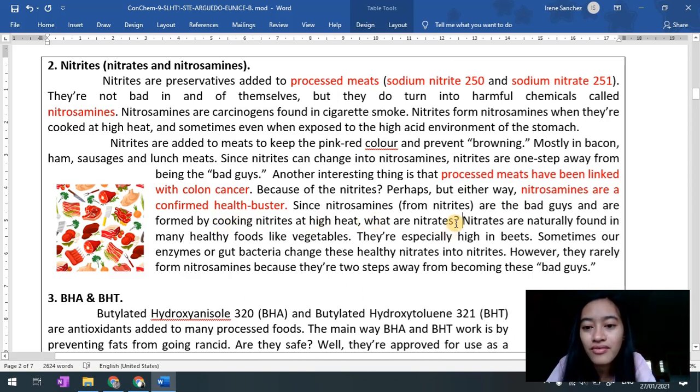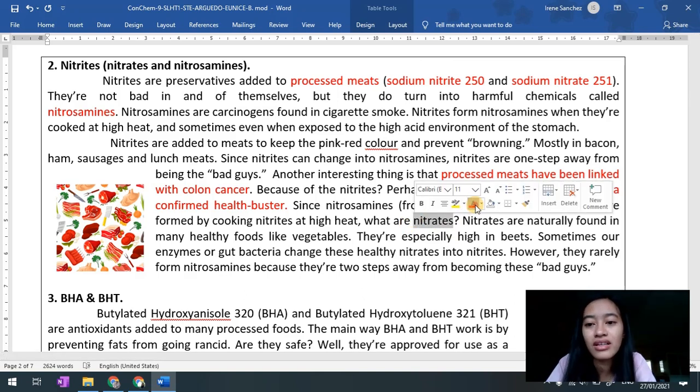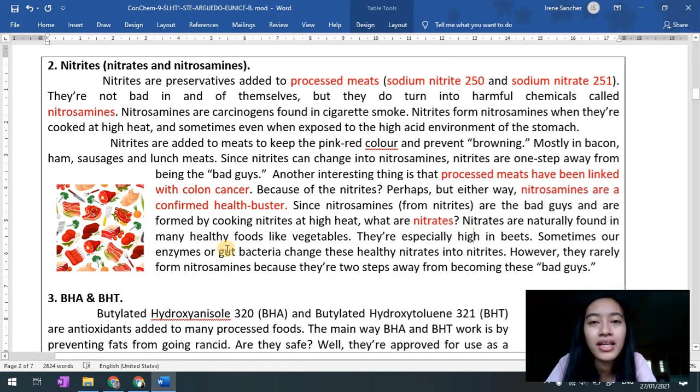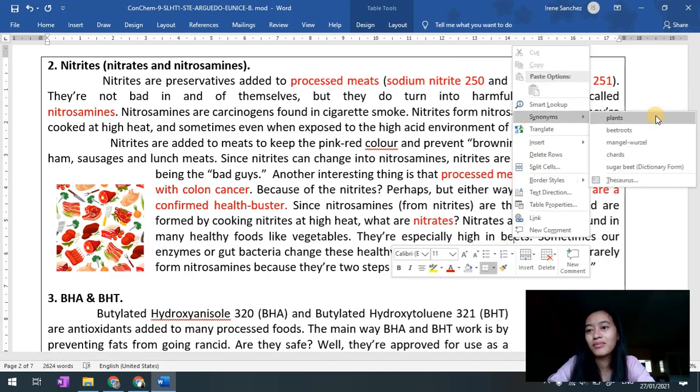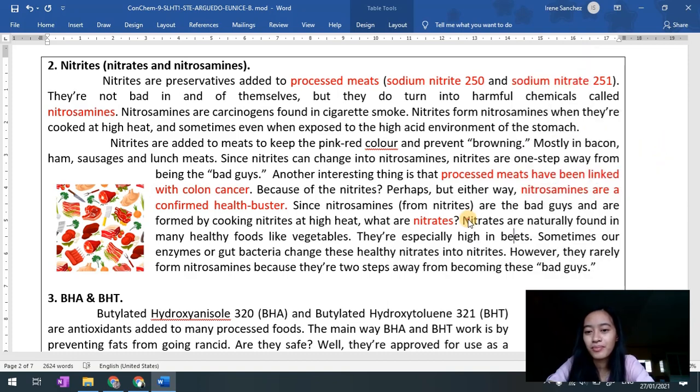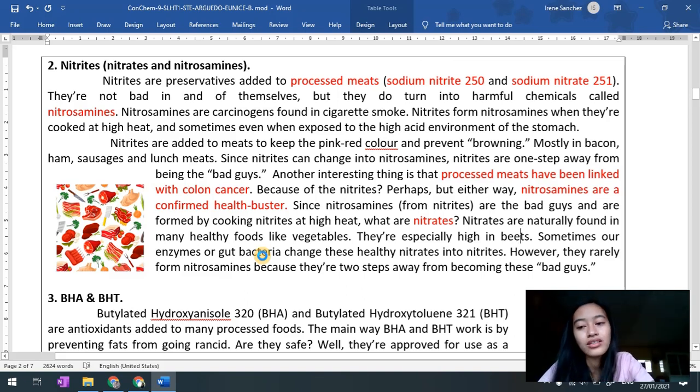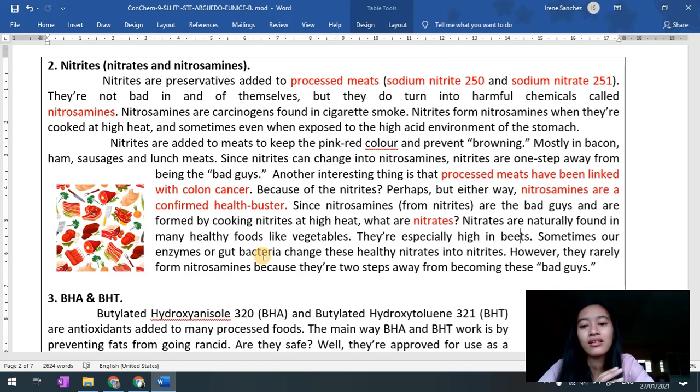are nitrates? So if you heard of nitrates, what is the difference in nitrates? Nitrates are naturally found in many healthy foods like vegetables. Yes, and they're especially high in beets. What are beets? They're plants, beetroots, which are a type of plant. Sometimes our enzymes or gut bacteria change these healthy nitrates into nitrites, but that rarely forms nitrous amines because they're two steps away from becoming these bad guys.